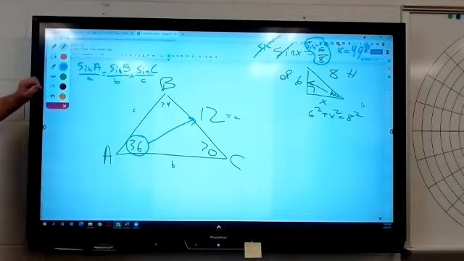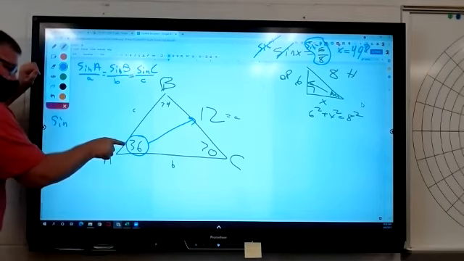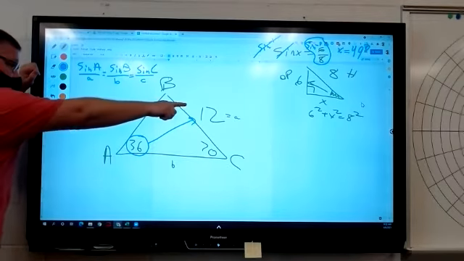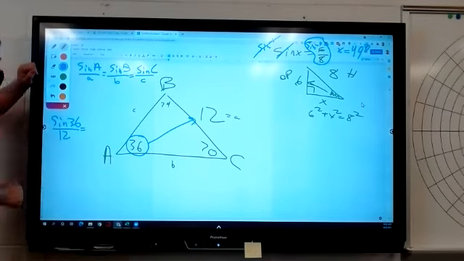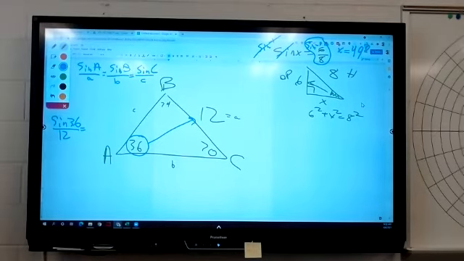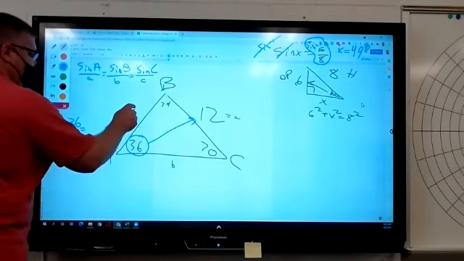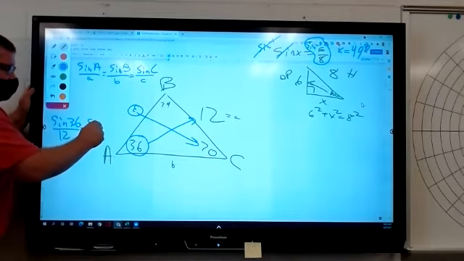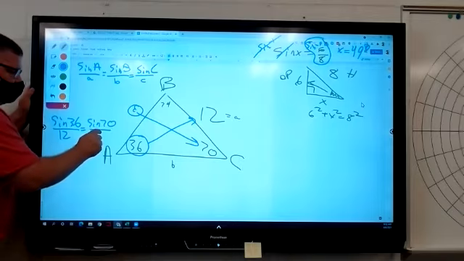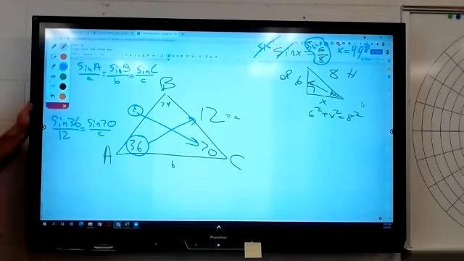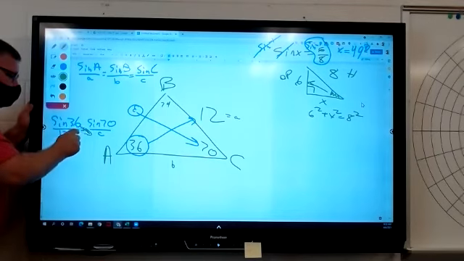Do we agree? So could I say sine of 70 over 12 equals, now, I know both angles. Which side do you want to find? C, sure, why not? So she wants to find C, so I'm going to use sine of 36 over c. How many variables are in this? One. How do I solve? Fraction equals a fraction.